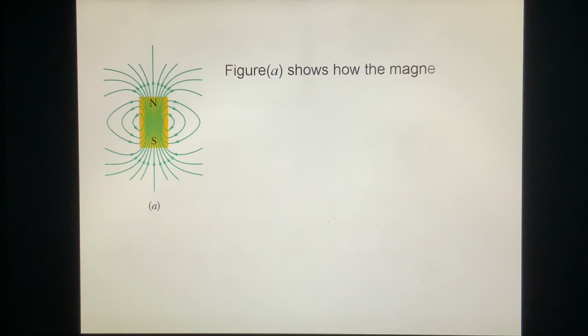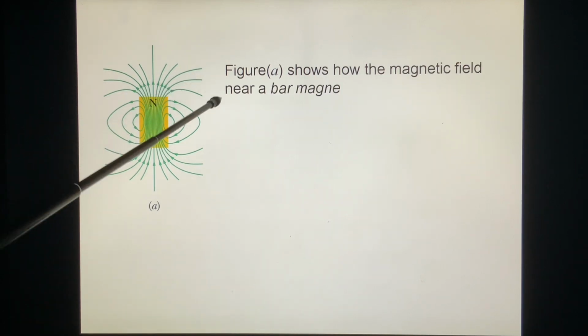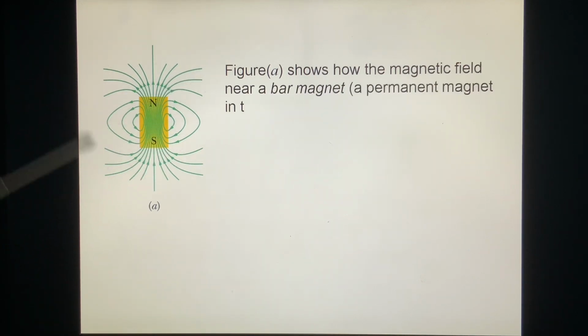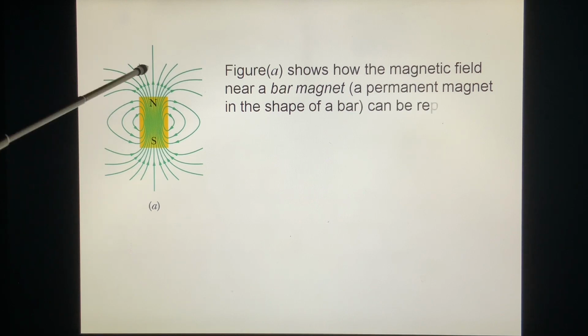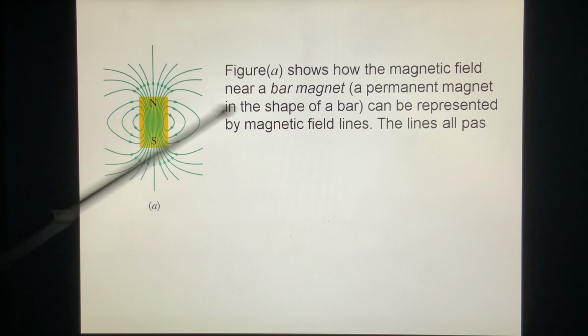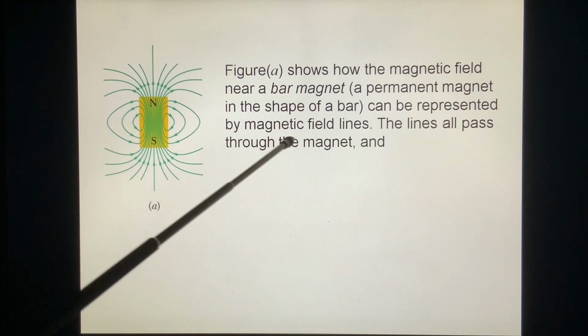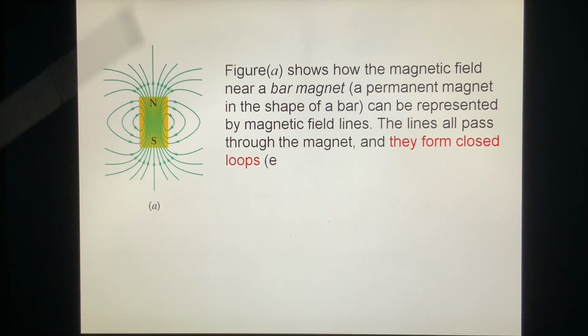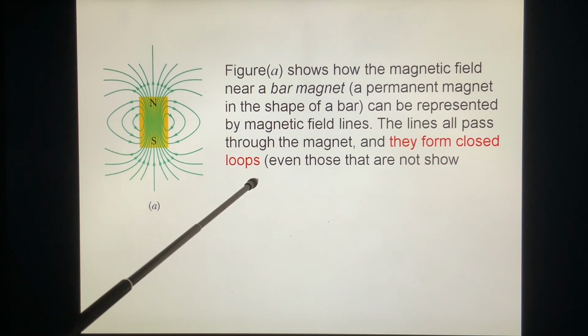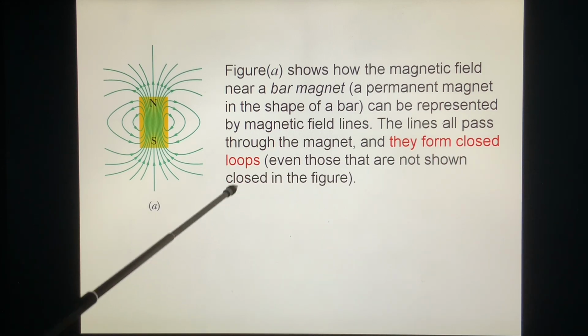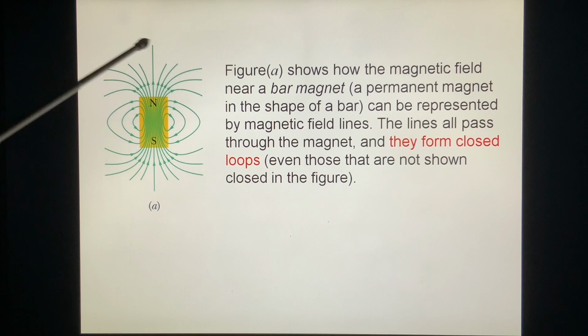Figure A shows how the magnetic field near a bar magnet, a permanent magnet in the shape of a bar, can be represented by magnetic field lines. The lines all pass through the magnet, and they form closed loops. Even though they are not shown closed in the figure, all lines are closed.